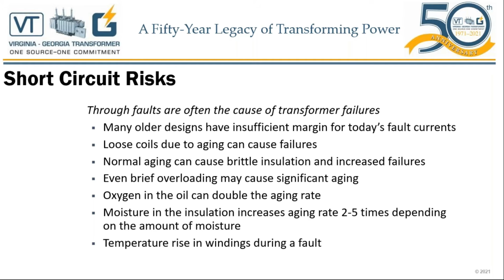Loose coils. What loosens the coil? I will leave it as is now, and we will talk about that in the upcoming slides. Normal aging can cause brittle insulation and increase failures. Even brief overloading may cause significant aging. And once again, we'll talk about that coming up. Oxygen in the oil can double the aging rate. Please, please, please, I'm going to underline that. Oxygen in the oil can double the aging rate. We will talk about this again when we come to the slide about the cellulosic material.